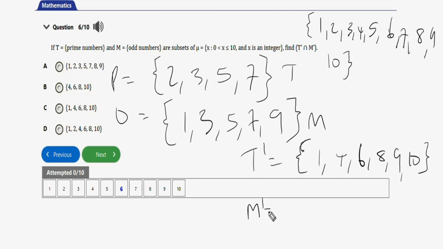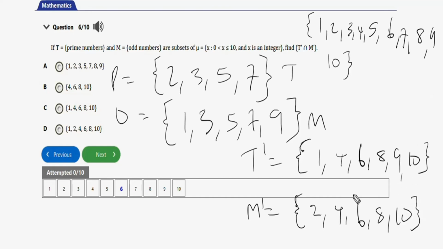Whereas our M complement will be values in the universal set that are not in set M. So there is 1, there is 2, there is no 2, there is 3, there is 4, there is no 4, there is 5, there is 6, there is no 6, there is 7, there is 8, there is no 8, there is 9, there is 10, there is no 10.